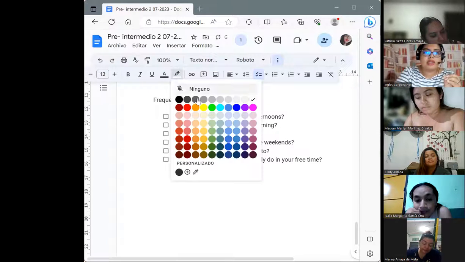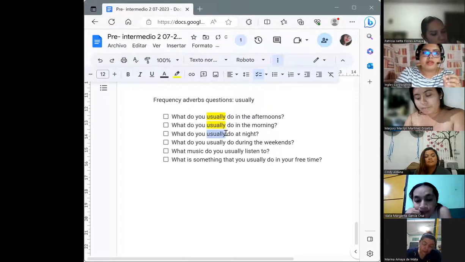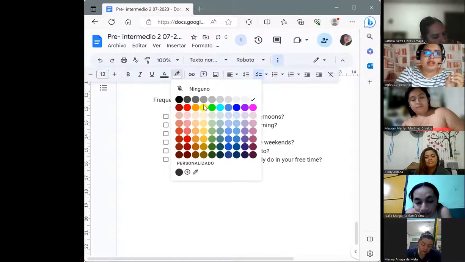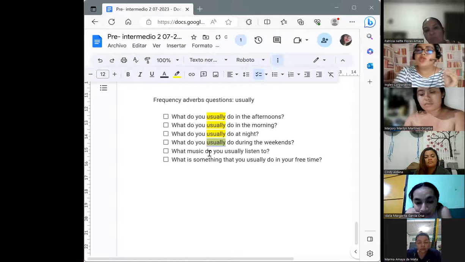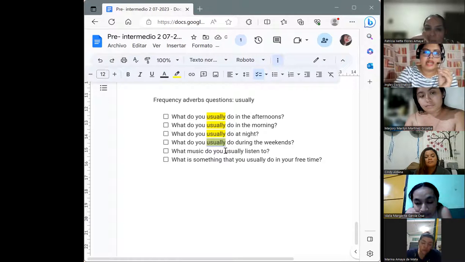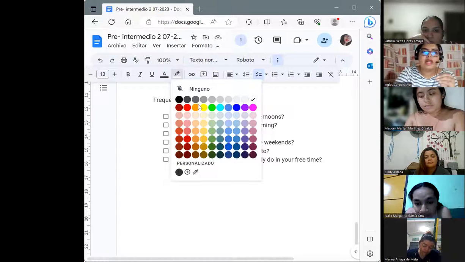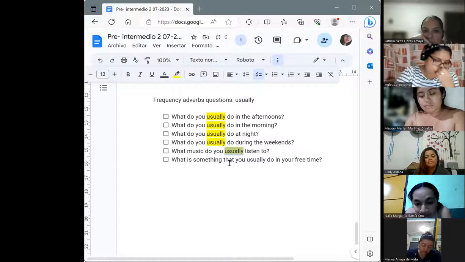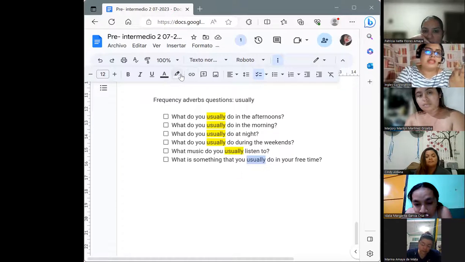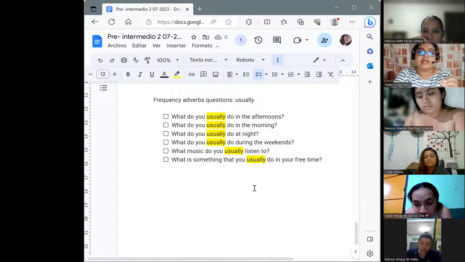So, I'm going to mark the word. That is this one. Just in this one, in question number 5. What music do you usually? It's almost at the end, because in this case we are using another kind of structure. And in the last one also, what is something that you usually saw? But it's almost the same thing, in the middle of the structure or in the middle of the sentence.